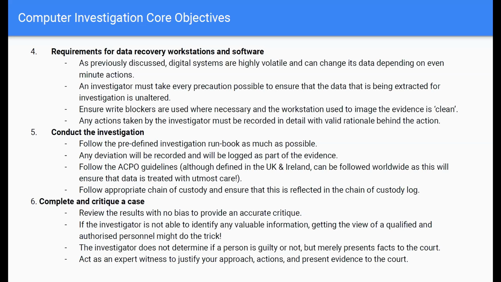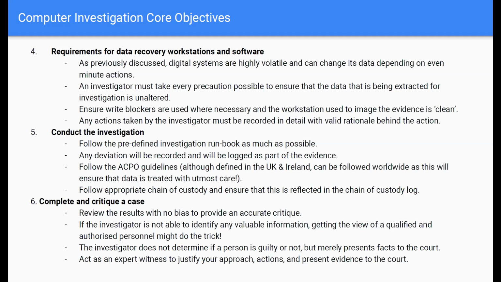So your colleague or your supervisor, you might be able to get their view and see if they can identify something that you have missed that might also do the trick. And finally, I mentioned this towards the beginning, an investigator does not determine if the person is guilty or not, but merely presents facts to the court. That is all an investigator's job is. You get the data, you handle it properly, you analyze the information, and you present facts. That's basically it. What happens after that is up to the judge to decide, because they are the legal body who are, I guess, well qualified to judge if a person is guilty or not based on the evidence.